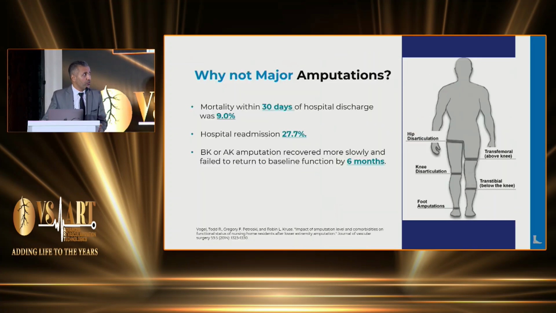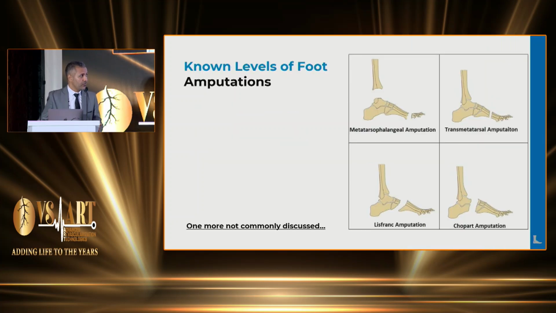Why not amputation? Mortality within 30 days of hospital discharge was 9%. Hospital readmission is near 30%. With above or below knee amputation, recovery is slower and patients failed to return to baseline function by 6 months. There are many kinds of amputation, like Dr. Abdurrahman demonstrated. We have metatarsophalangeal amputation, transmetatarsal amputation, Lisfranc and Chopart amputation.